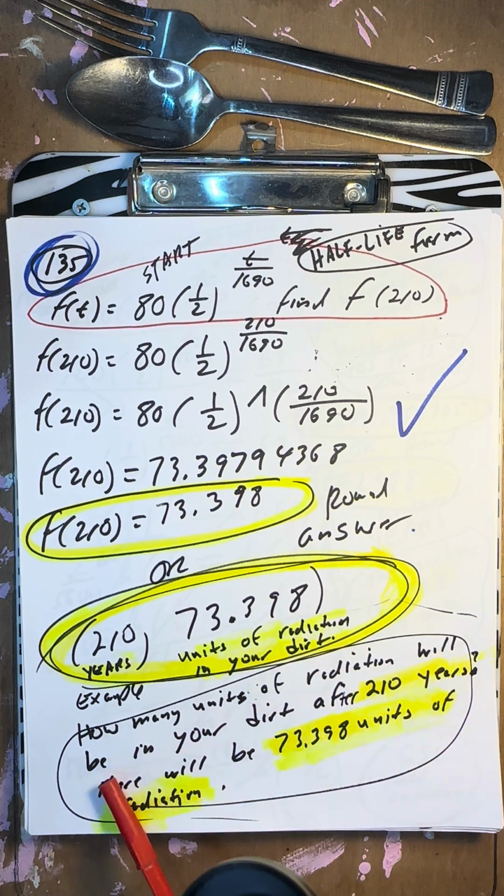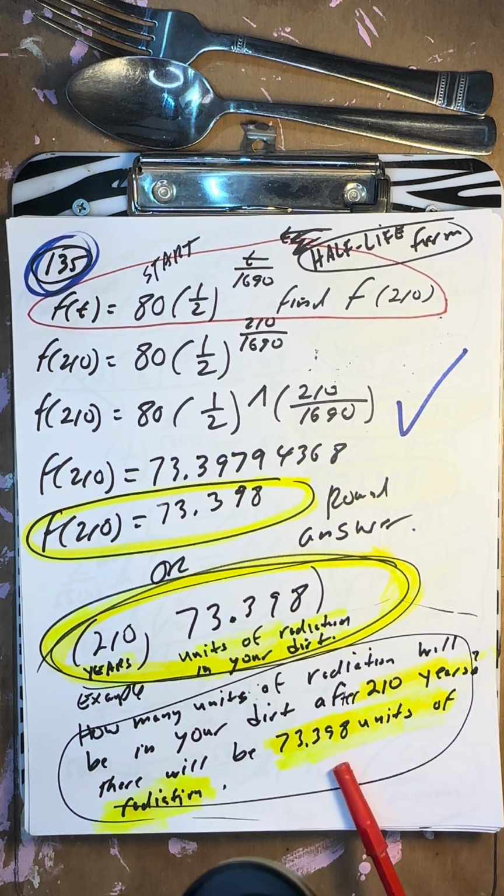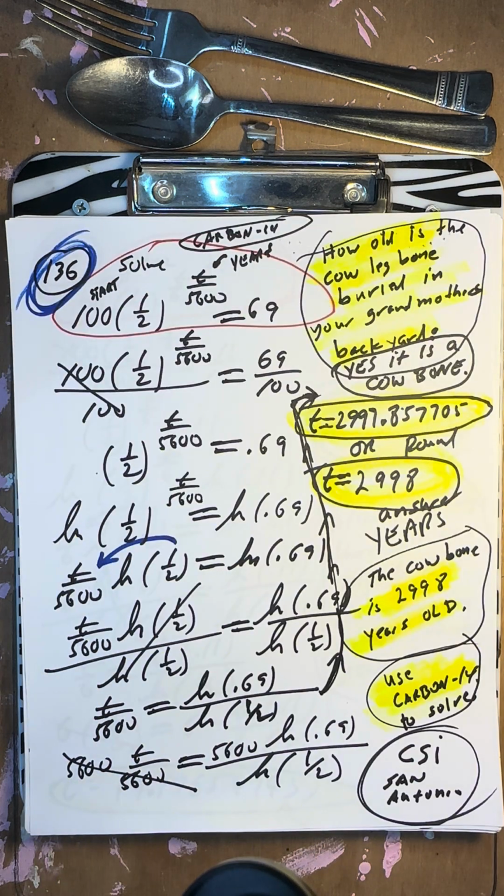How many units of radiation will be in your dirt after 210 years? There will be 73.398 units of radiation. All right.